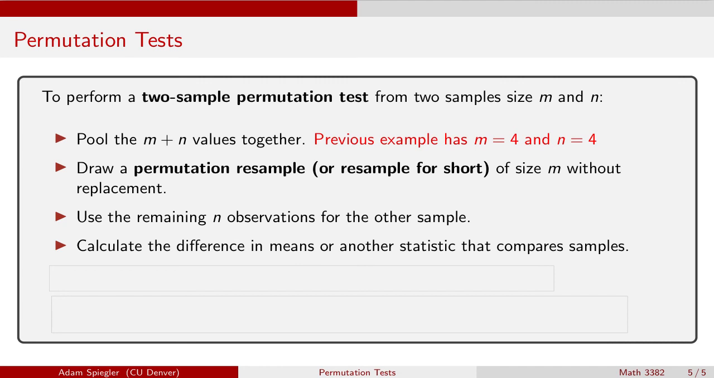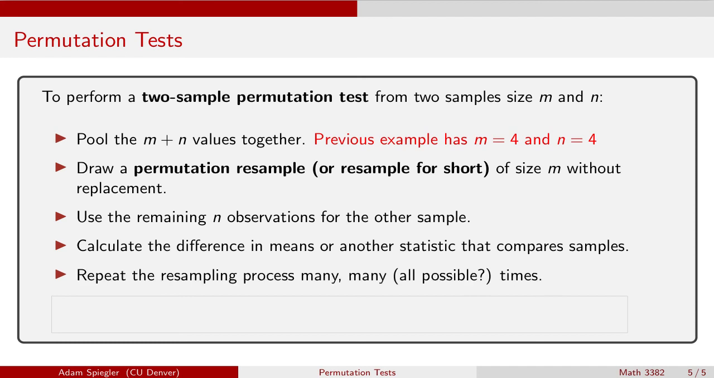Then we calculate the difference in some relevant statistic. In the case that we looked at, it was what was the mean of group 1, what was the mean of group 2, what's the difference in those two means. We'll sometimes see that we might be working with proportions, and this process can be extended to look at all different sorts of statistics.